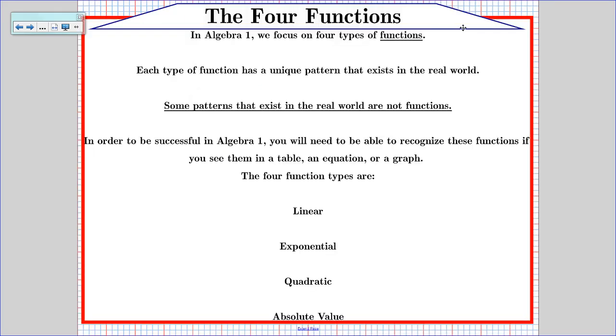Like we've said, in Algebra 1, we tend to focus on four types of functions: linear, exponential, quadratic, and absolute value. Now, these have patterns that exist in the real world, but not every pattern that exists in the real world is a function. If you want to be successful in Algebra 1, you need to be able to recognize these functions and recognize when something is not a function.